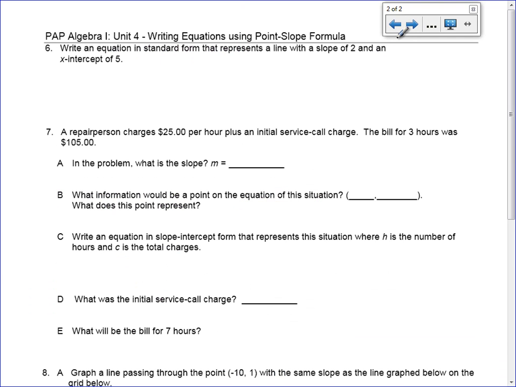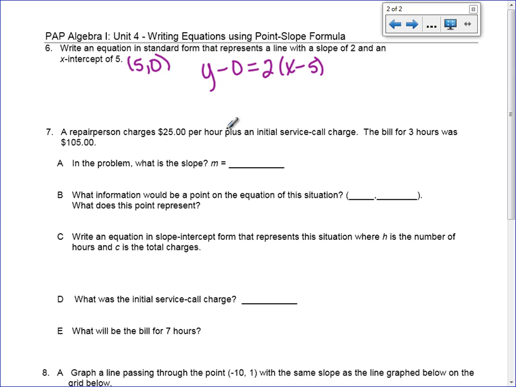So let's practice just a couple more. We're going to write an equation in standard form that represents a line with a slope of 2 and an x-intercept of 5. This time all they told you was the x-intercept. You don't have a point. So we're going to have to write it as an ordered pair. Remember, the x-intercept is where y equals 0, so it's the point 5, 0. And so now you have a line. So we're going to do y minus 0 is equal to 2 times x minus 5.